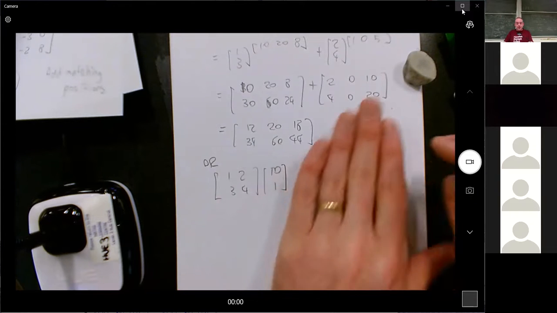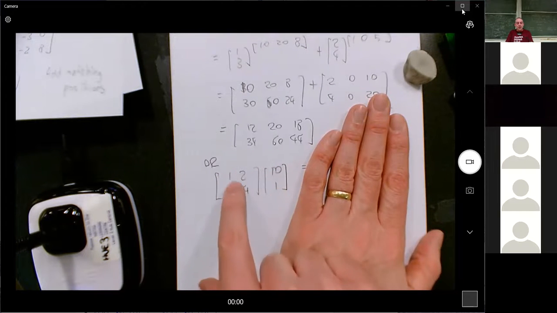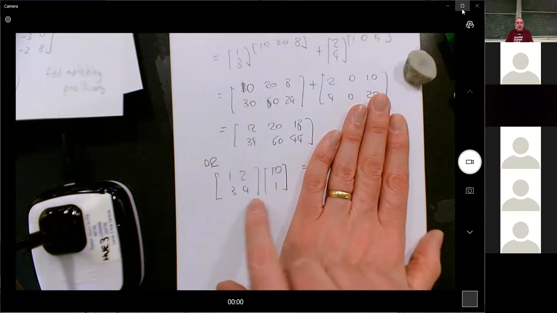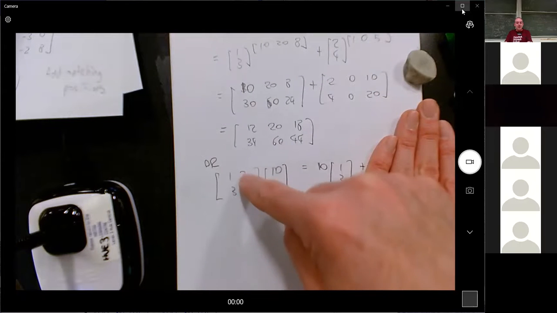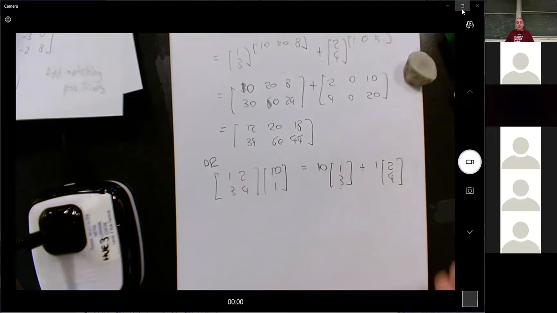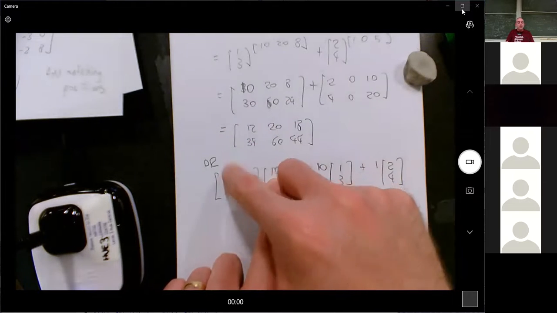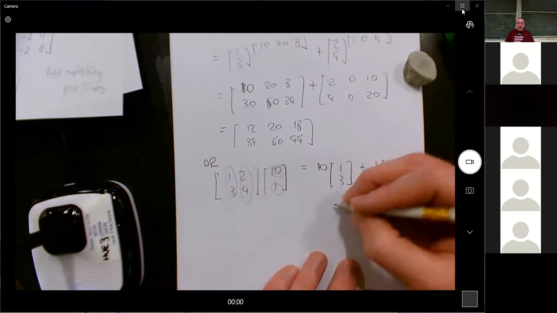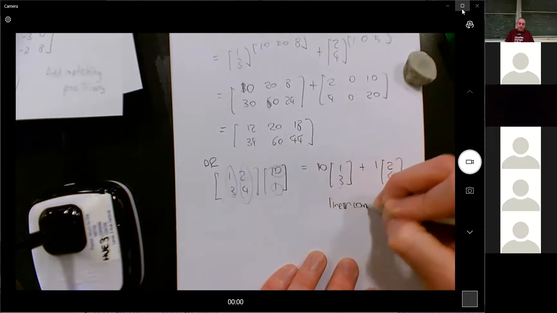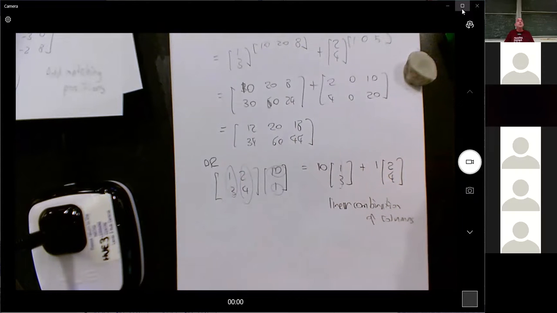So watch how this works. If I do this in the first way to do multiplication, it'll be that row times this column. And so the 1 will get multiplied by 10 and the 2 will get multiplied by 1. And this row times this column, the 3 will get multiplied by 10 and the 4 will get multiplied by 1. So these first two both get multiplied by 10, and these second two both get multiplied by 1. And so when you multiply a matrix by a column, what it does is say this many of that column and this many of that column. And what this is called is a linear combination of columns.